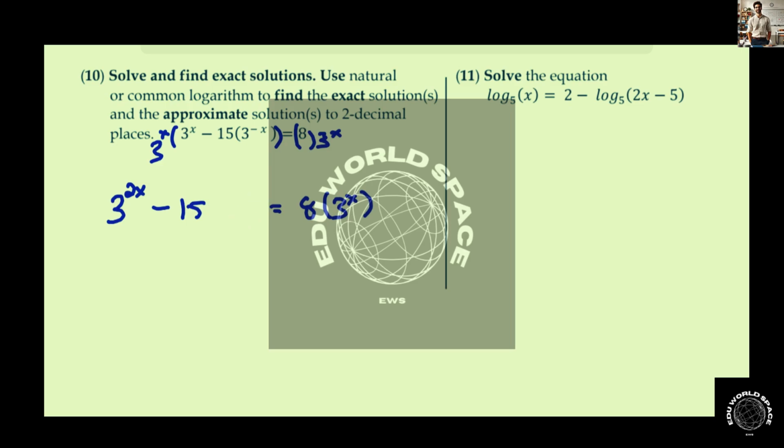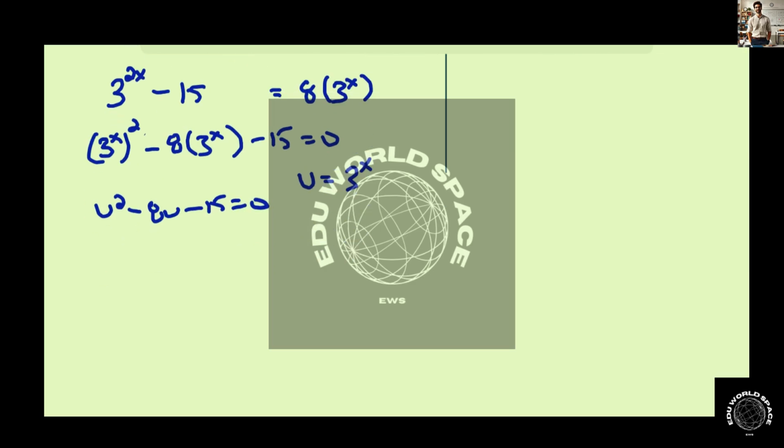And if we rewrite it as 3 to the 2x minus 8 times 3 to the x minus 15 equals 0, and we can think of 3 to the 2x as 3 to the x squared. This is quadratic in nature. Let's do a substitution. Let's say u is equal to 3 to the x, and this is u squared minus 8u minus 15 equals 0. Can't factor, but we can use the quadratic formula.